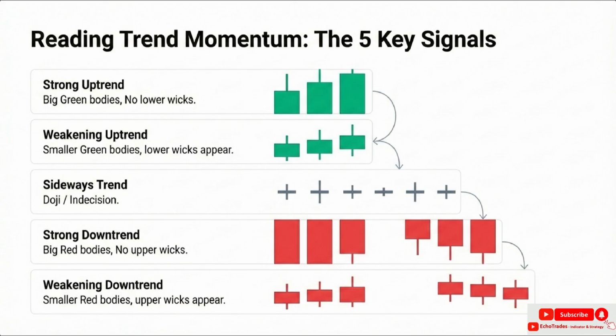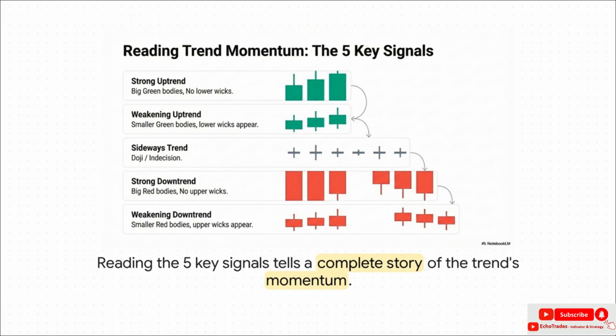From there, a strong downtrend can emerge. Big red bodies, no upper wicks. And, just like before, as that selling pressure fades, the bodies shrink and upper wicks appear. See? It's a complete story of momentum, from birth to death and back again.